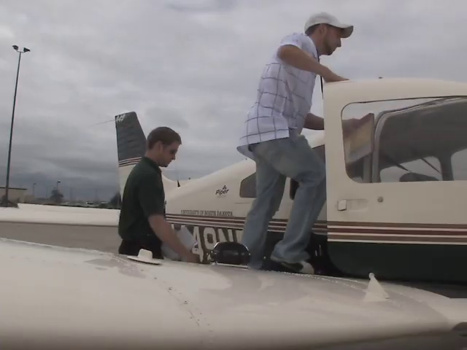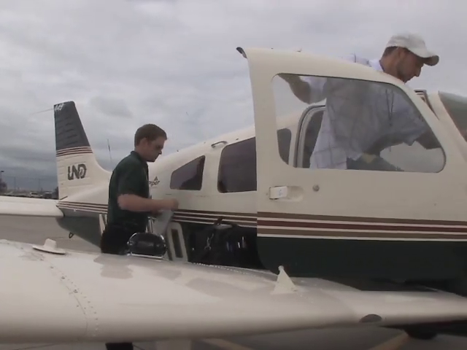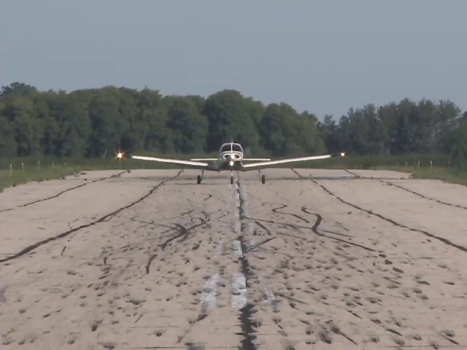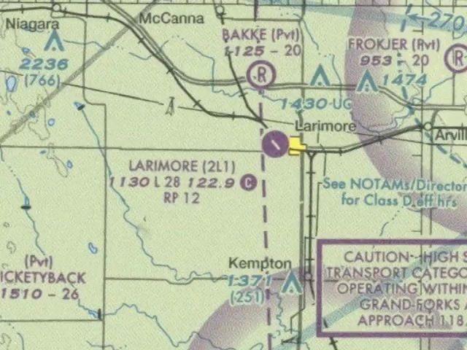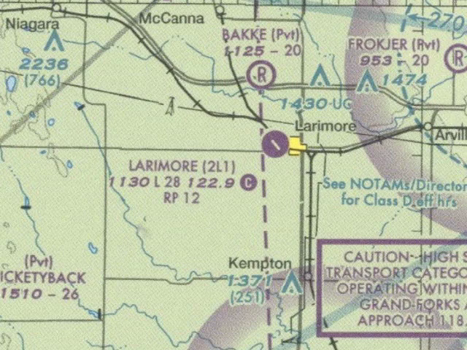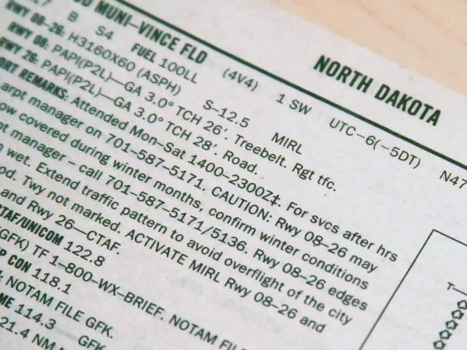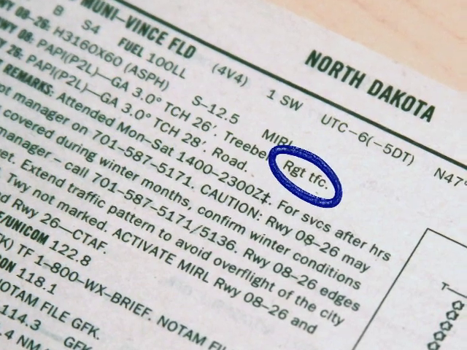Prior to operating into an unfamiliar airport, the pilot should first review the airport's specific operating procedures outlined in the Airport Facility Directory, or AFD, and the corresponding VFR sectional chart. If a traffic pattern utilizes non-standard right turns, it will be denoted as RP in the informational block next to the airport on a VFR sectional, or it will just spell it out as RGT TFC in the Airport Facility Directory.